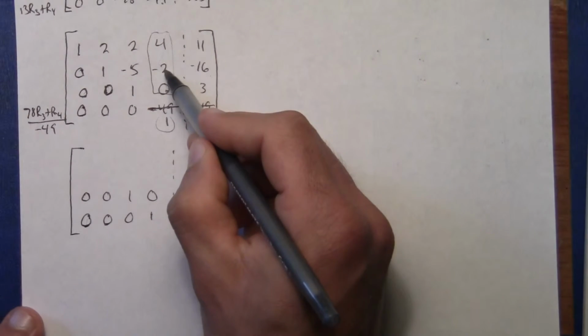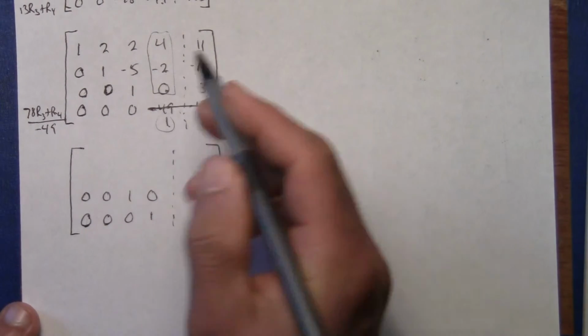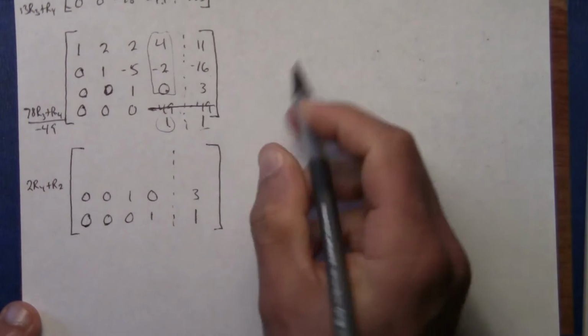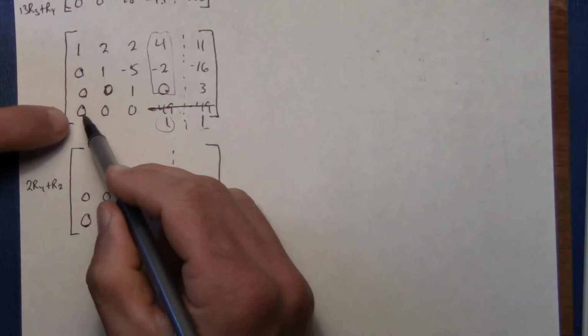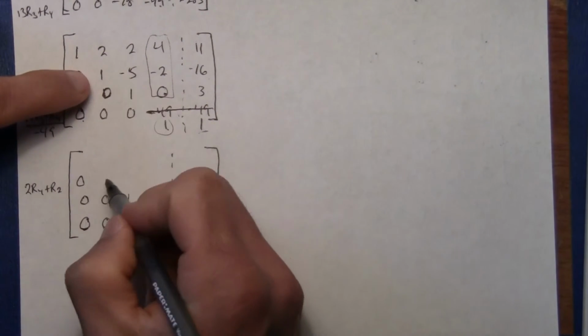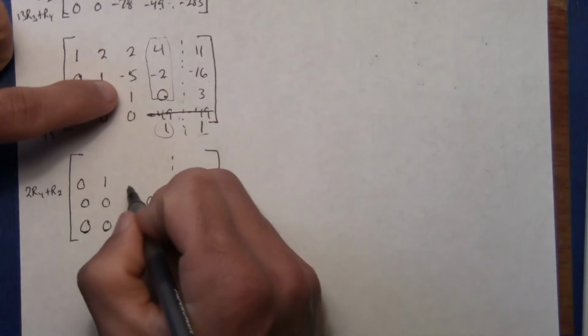Need to get rid of that negative 2, so I'm going to multiply this by positive 2. So positive 2 times row 4 plus the second row. And doesn't matter what I multiply, it's going to be 0 plus 0, so 0. 0 plus 1, so 1. 0 plus negative 5, so negative 5.